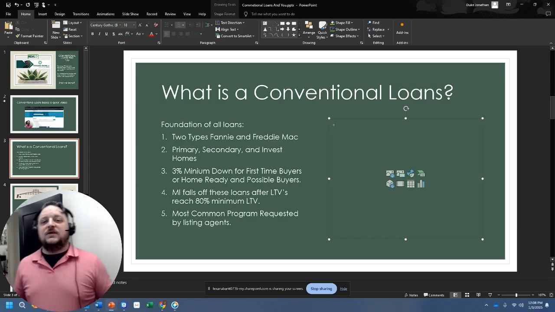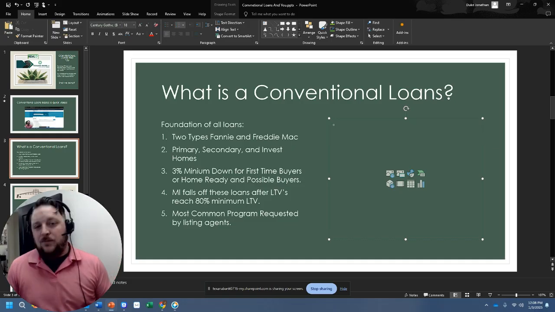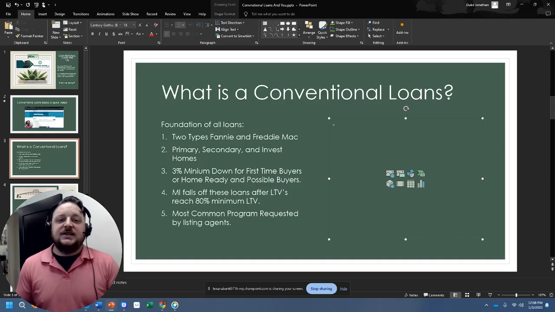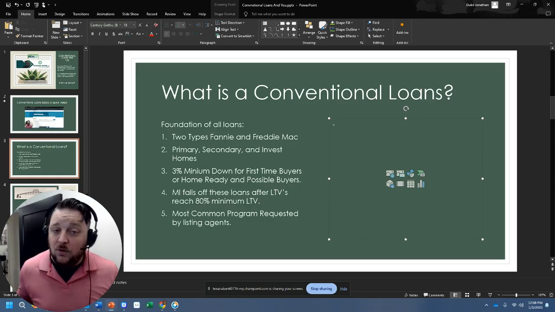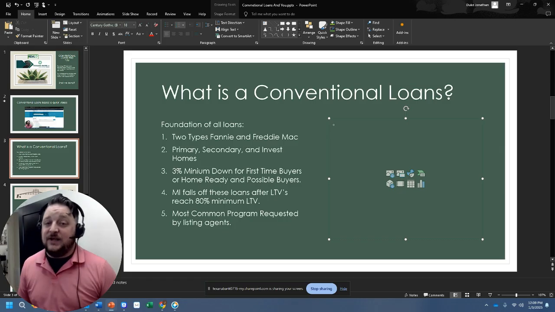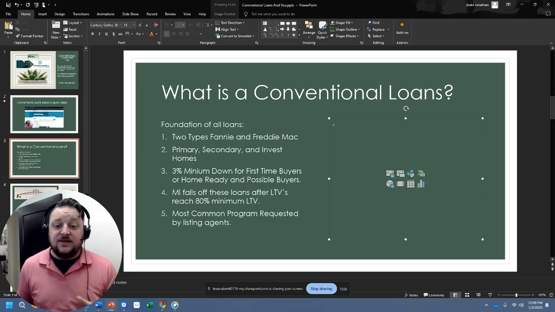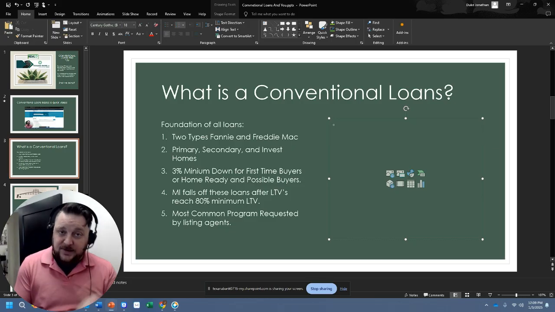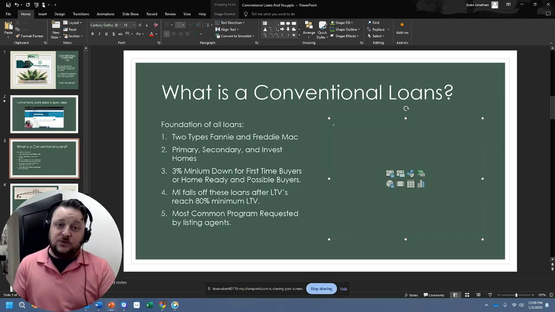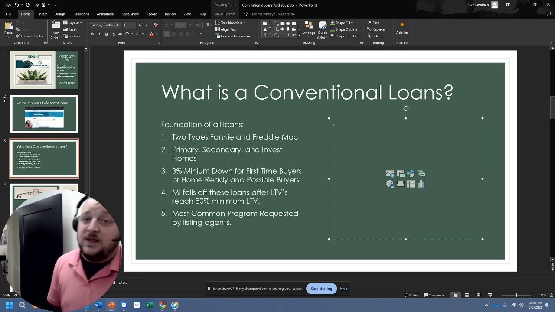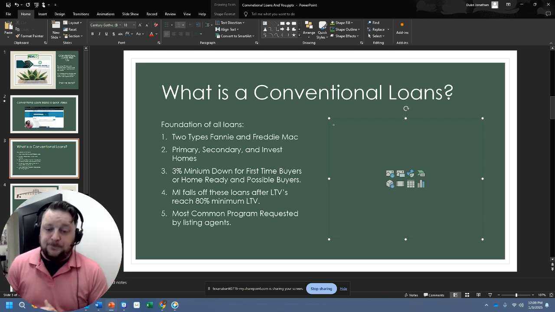The minimum entry for all conventional loans is 3% down borrower contribution. That is for a true first-time home buyer. That means they have never owned a home, or they haven't owned a home in the last 3 years in their name, or they could be coming from a divorce, or other situations that apply where they can use 3% down. But just for knowledge base, 3% is the minimum contribution required to enter into a conventional loan. Anything after that is going to be 5%.